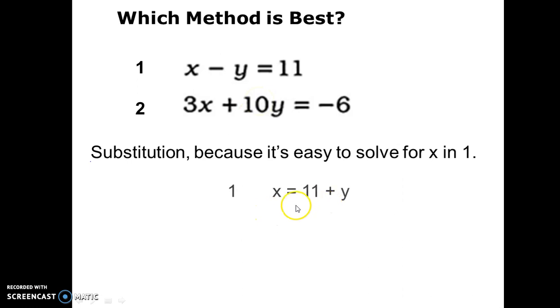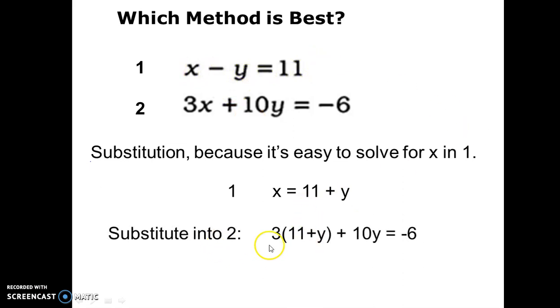So you would solve this one for x like this by moving the y over here. See how the y has moved over. And then you substitute that into the second equation. So in here, that x has been replaced by that, and then we would continue from there.